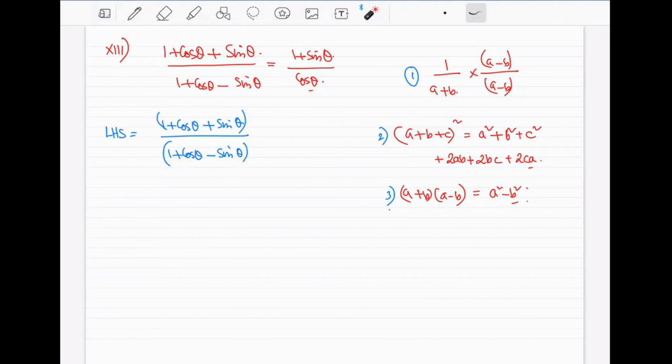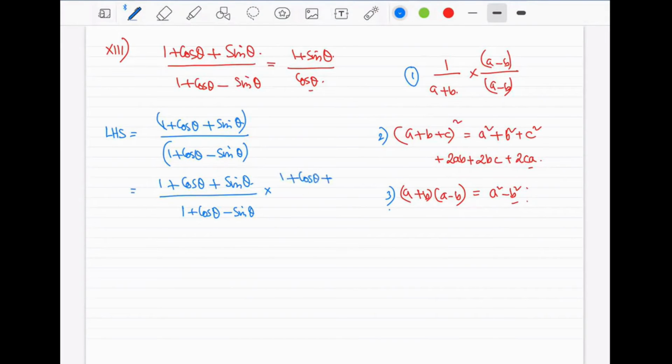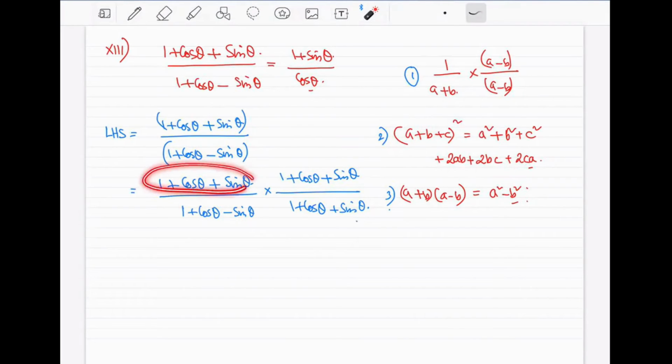So this is taken as A, this is taken as B, that means I have to multiply by 1 plus cos theta plus sine theta. If there is a minus in the denominator, you multiply with plus in the numerator, and the same thing in the denominator also, right? This is rationalization. Let me write down 1 plus cos theta plus sine theta by 1 plus cos theta plus sine theta. These two terms appear in the numerator and denominator for the sake of rationalization, isn't it? Now, these two are exactly the same.